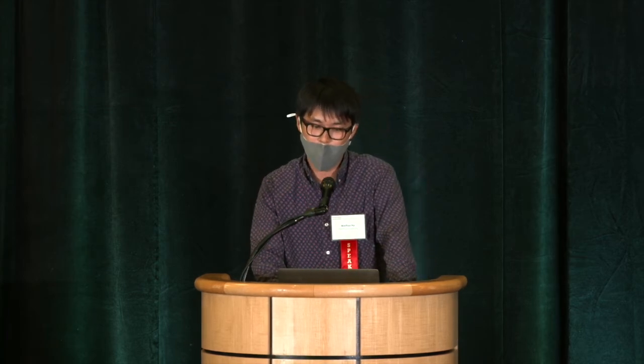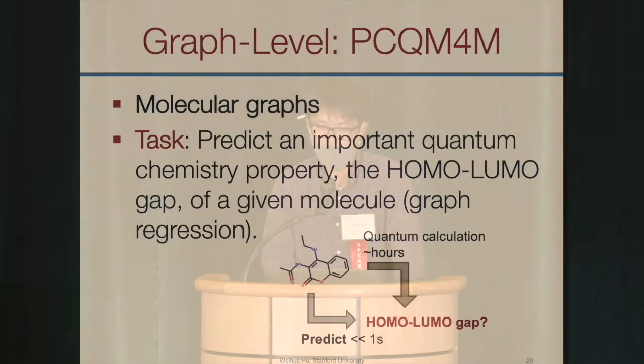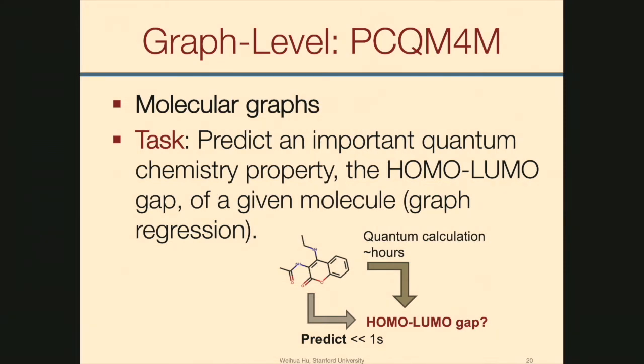The final data set is about the graph-level prediction called PCQM4M. It's a molecular graph. The task here is, given molecular graphs, to predict an important quantum chemistry property of molecules called the HOMO-LUMO gap. And it's basically a graph regression task.